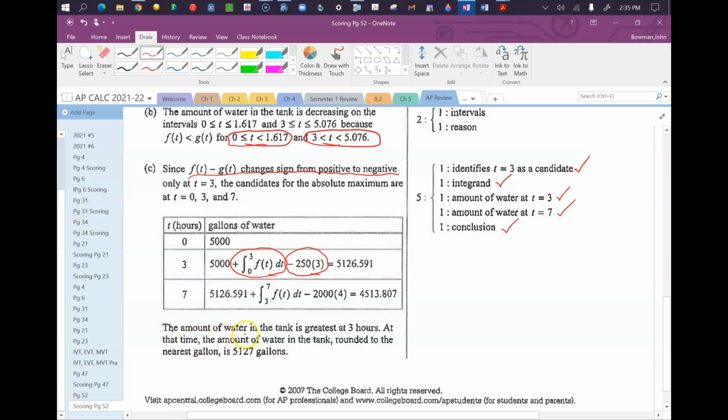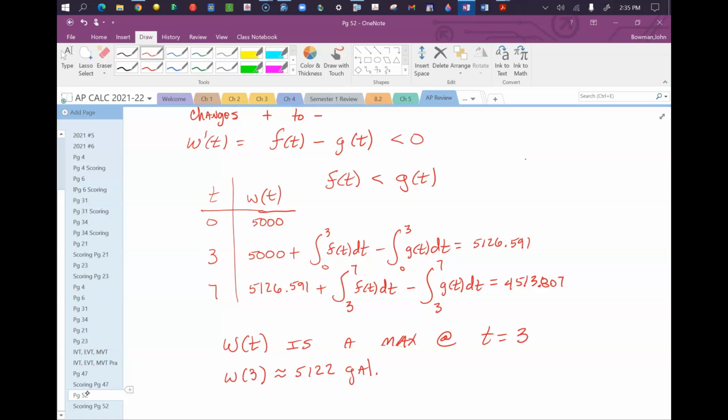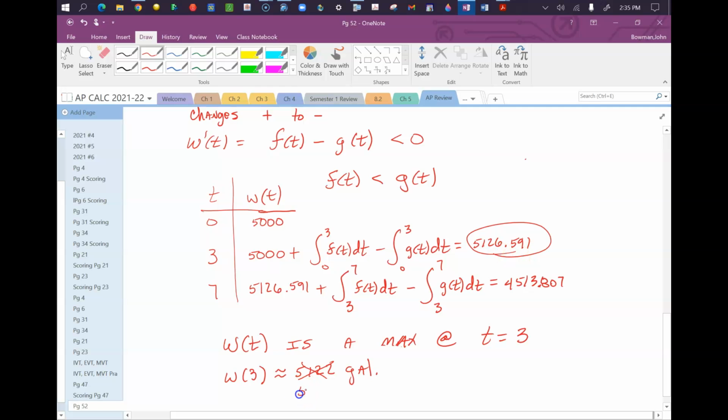The amount of water in the tank is greatest at 3 hours. At that time, the amount of water in the tank rounded to the nearest gallon is 5,127 gallons. And I'm not sure why I got 5,122. That's because I simply wrote it down wrong. It should be 5,127 gallons. So be careful about that stuff.